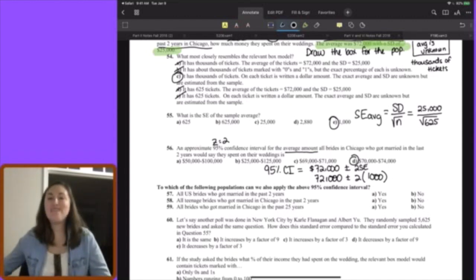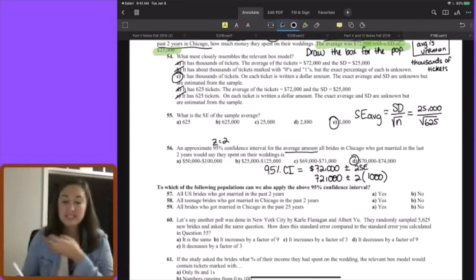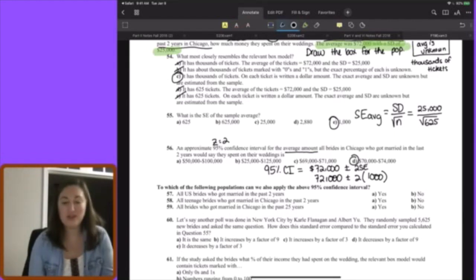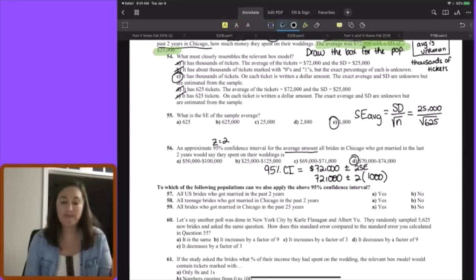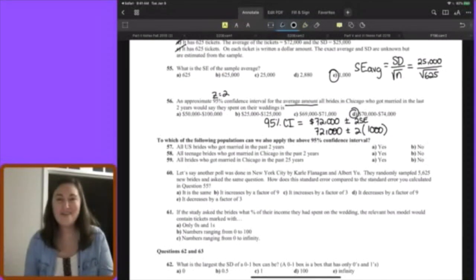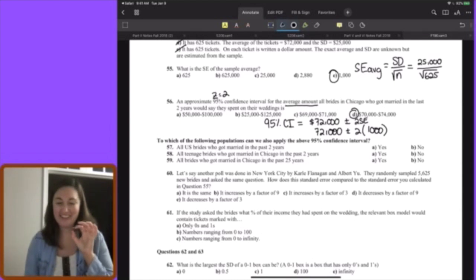So to interpret the confidence interval, because that's the hard part, right? What does this actually mean? This means I am 95% sure that if I asked every single bride in Chicago who got married in the last 2 years, every single member of my population, the true average would be between 70,000 and 74,000. That's what that means. So confidence intervals are good. They're used a lot, especially 95% is kind of the ideal confidence interval.